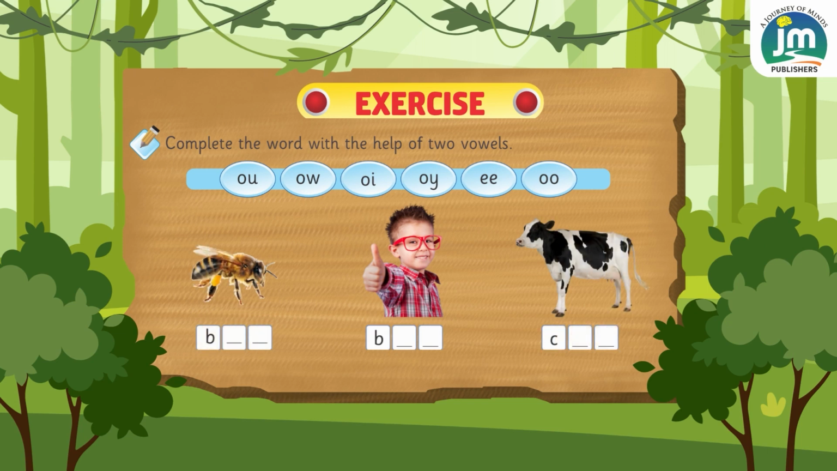Dear students, picture number 7, look. What is this? Yes, a bee. B double E. Bee. We use double E. Say together, bee.